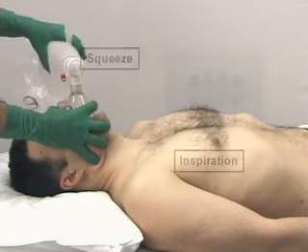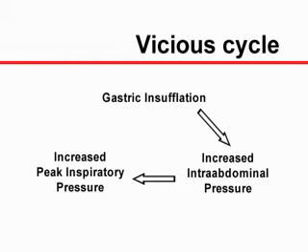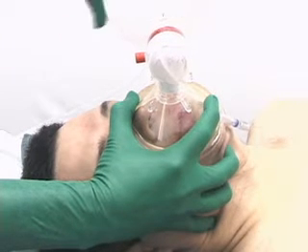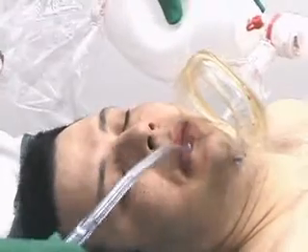Regardless of the presence of spontaneous respiratory effort, when excessive pressure is delivered to the airway, gastric insufflation may occur. This may lead to a vicious cycle of increased intra-abdominal pressure, which requires higher peak inspiratory pressure and can result in further gastric insufflation. This not only reduces effective ventilation, but predisposes patients to vomiting or regurgitation.